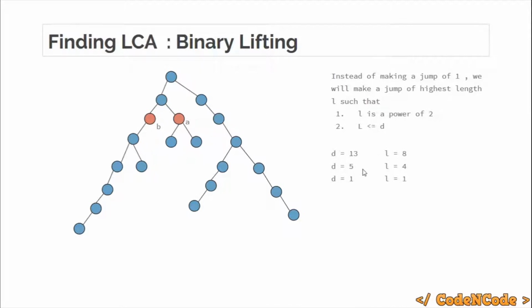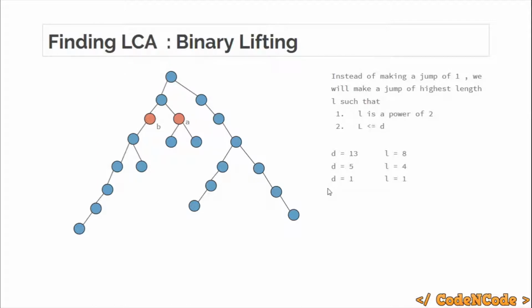So now the distance would be 5. Now the highest power of 2 less than or equal to 5 is 4, so we would make a jump of length 4. And now D is 1, so the highest power of 2 less than or equal to D is 1. So we would make a length 1 jump, and finally we would be there. So D would be 0. See, even though the distance was 13, we are able to cover it using 3 jumps.